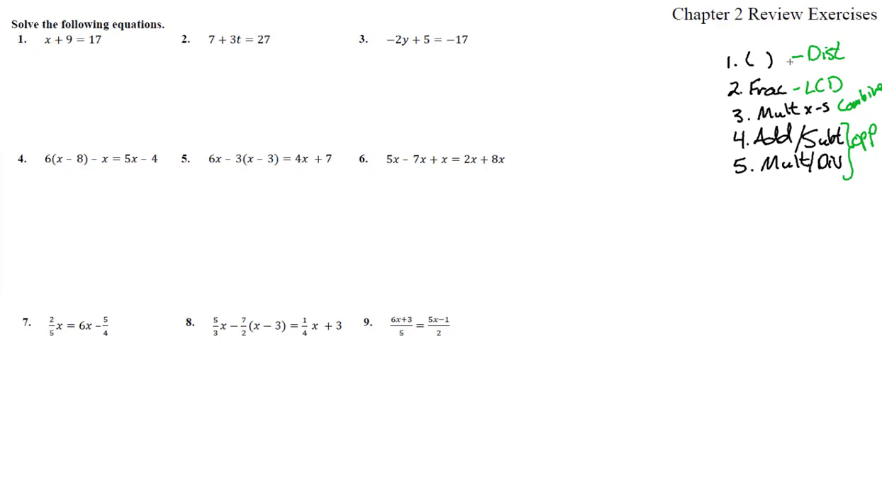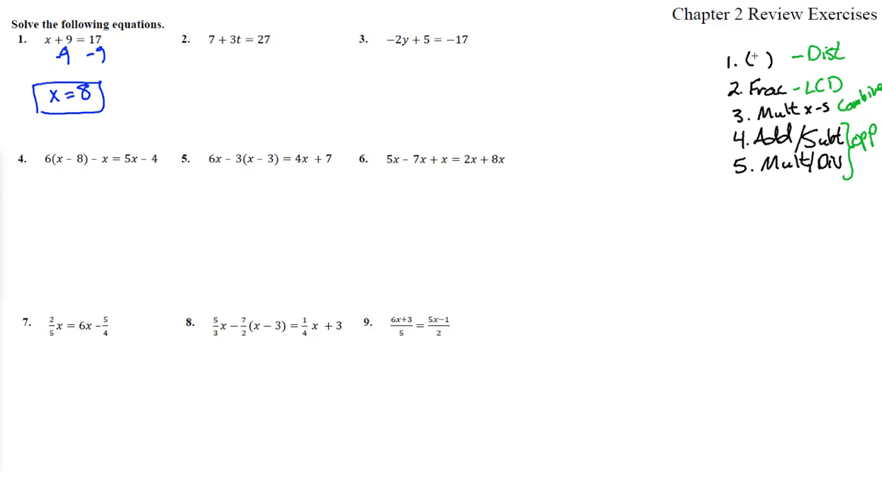Here, do we have any parentheses? No. Any fractions? No. Multiple x's? No. Do we have addition and subtraction? We do. So we're going to subtract 9, and we get x equals 8. Oh, I like that one. That one was good. Number 2.